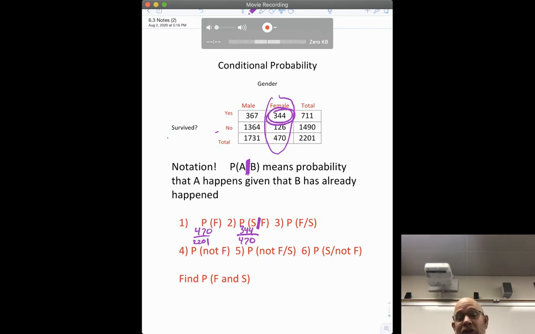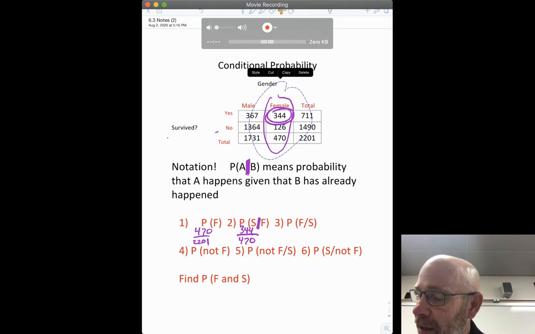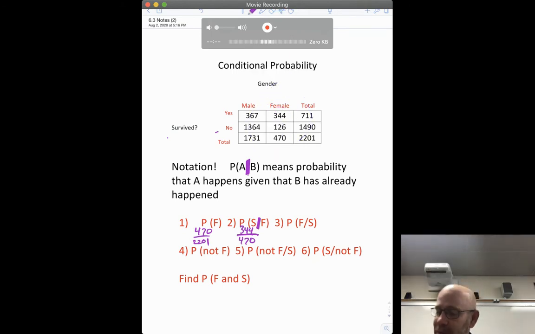So if we're looking at a chart and there's a condition that has to be met first, it's either going to be one of the rows or one of the columns. Next one, probability of female given survived. So this time we're only looking at the people who survived, which is that row, 711. And the probability they're female would be the 344. And again, write that as a percent.